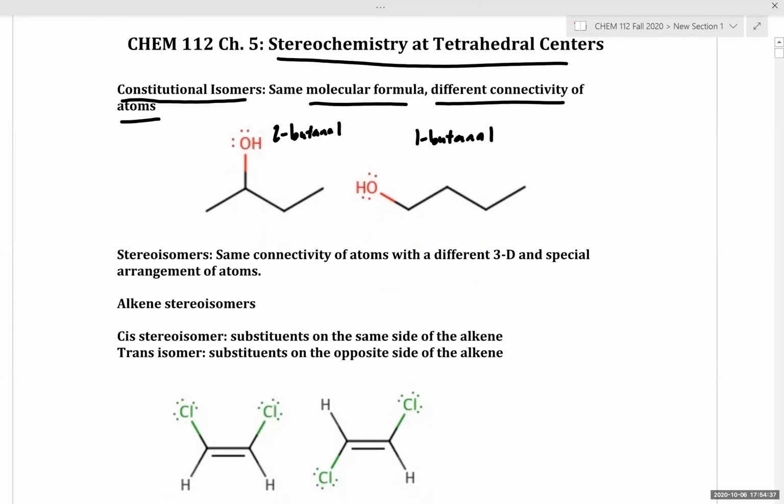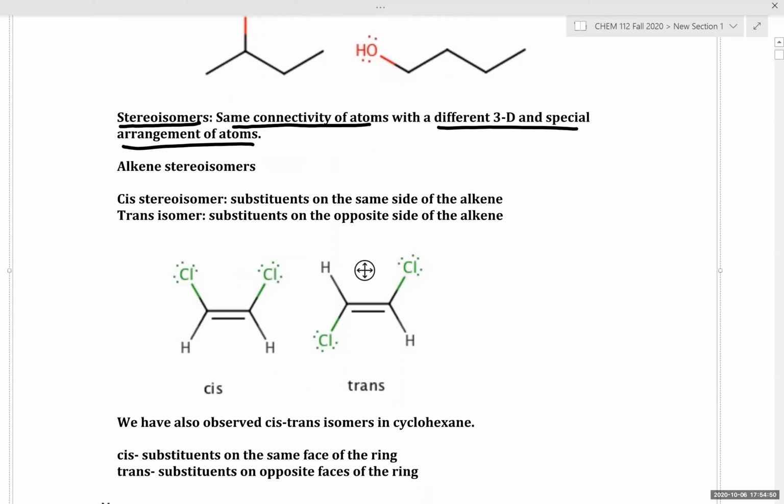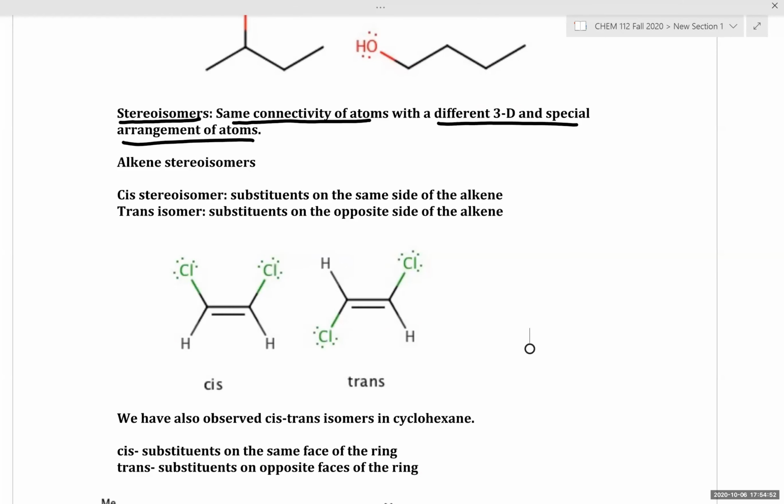Organic chemistry is often very concerned with the idea of stereoisomers, which have the same connectivity of atoms, but a different 3D and spatial arrangement of atoms. We've already seen examples of stereoisomers even in our general chemistry course with alkene stereoisomers, where the cis stereoisomer has the substituents on the same side of the alkene, while the trans isomer has substituents on opposite sides of the alkene.